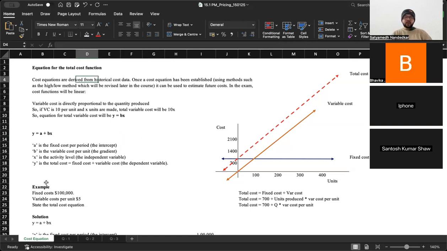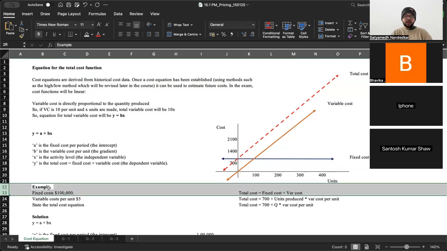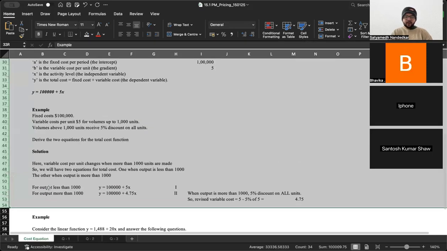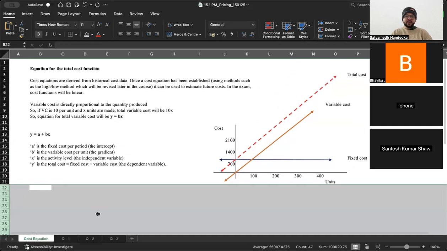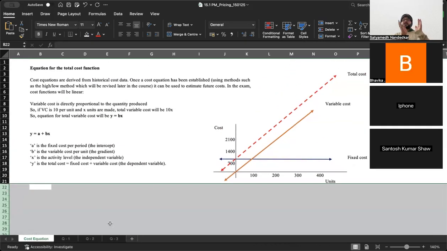Now, cost equations are derived from historical cost data. Historical cost data is basically you will look at the cost values for the last 2, 3, 4 years, provided the business has remained the same, production methods have remained the same. And once a cost equation has been established using methods such as the high-low method, which will be taken up later, it can be used to estimate future cost.